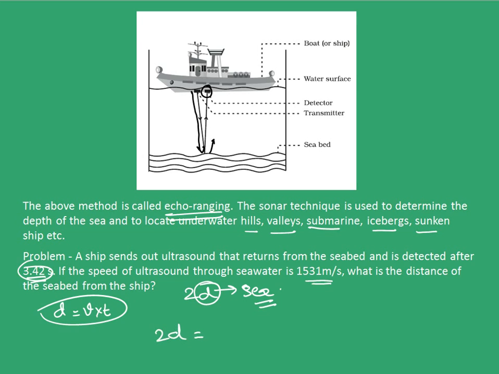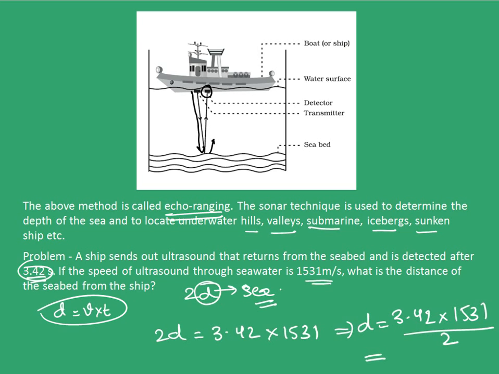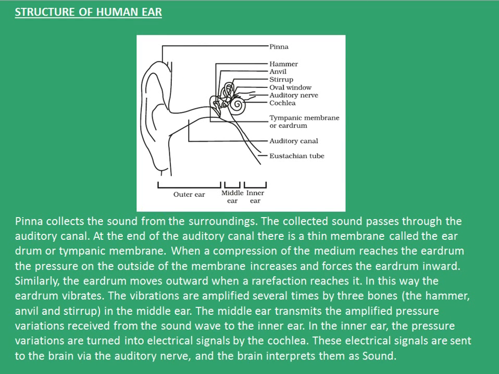Therefore, 2d is 3.42 times 1531, which implies d is 3.42 times 1531 divided by 2. This is 2618.1 meters. Therefore, the depth of the sea is 2.61 kilometers. The final topic of this chapter is structure of the human ear.